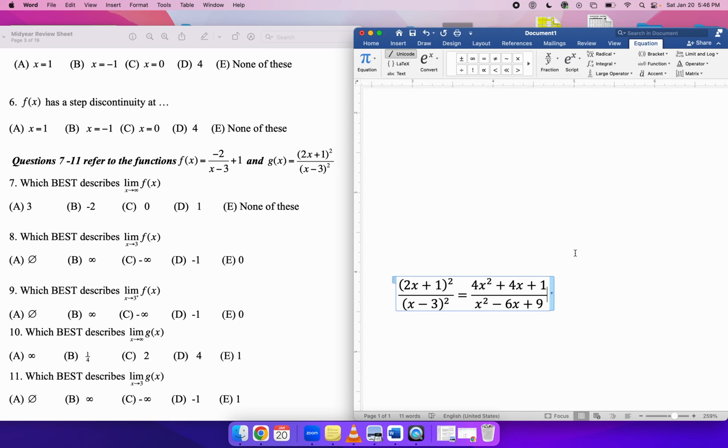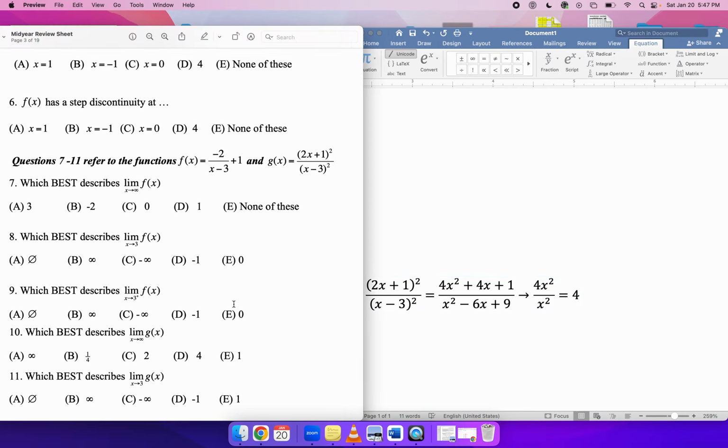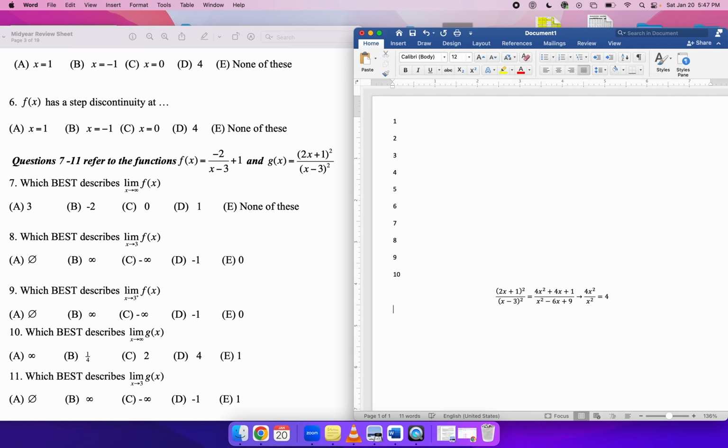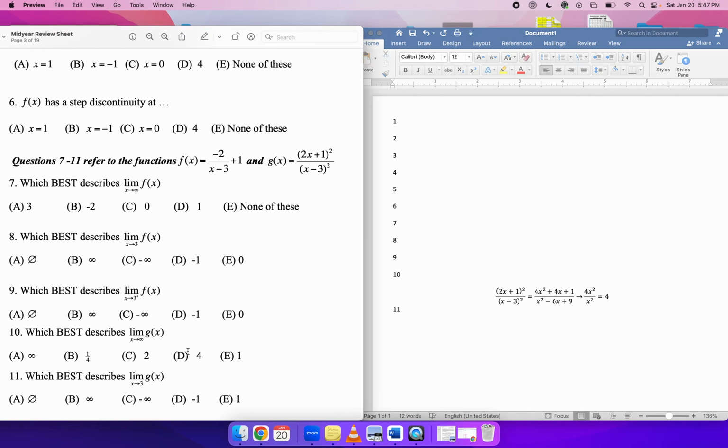As x approaches infinity, you're only going to care about the fastest growing term in the numerator, the 4x squared, over the fastest growing term in the denominator, which is x squared. The x squareds cancel, and you just get 4. That's the value of the limit. So that would be D. Number 11, which best describes the limit as x approaches 3 of g of x?